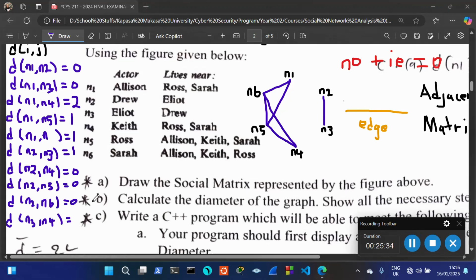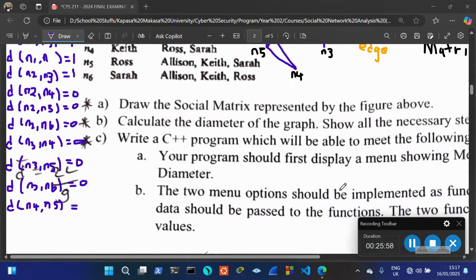Now we come to n3. So for n3, we are starting at n4. n3 has no link with n4, so we put a 0. Again, not to waste time, n3 cannot reach n5 and n6, so those are zeros. Let me indicate that.